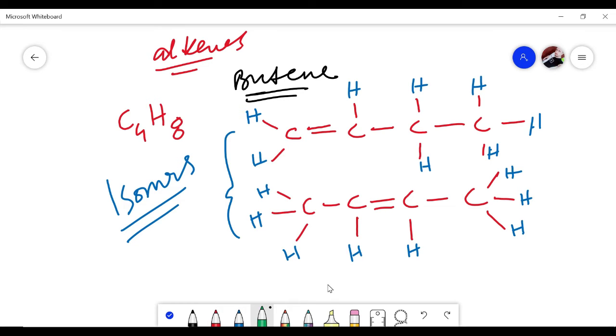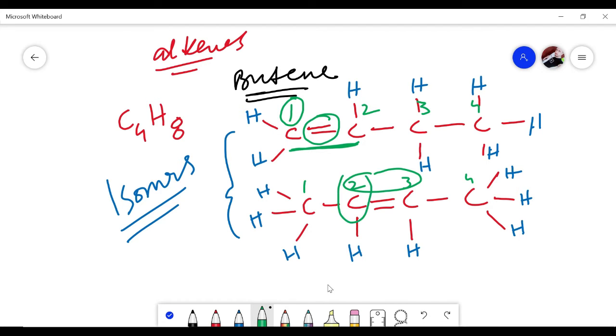What is the name of the first one? The rule says that you need to count the carbons from the side which gives the least value to the functional group. Here the functional group is this one. If I start counting 1, 2, 3, 4, when the double bond is between these two carbons, I will consider it on 1. In the second one it is between these two carbons, so I'm considering it on 2.